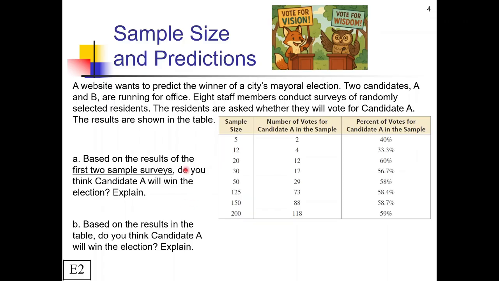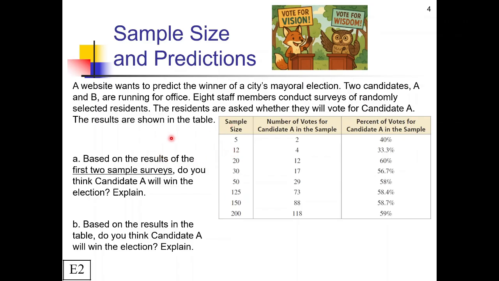So they want to know, based on the results, this is a two-part question, based on the results of the first 2 sample surveys, these 2 right here, do you think candidate A will win the election? Explain. And then, based on the results in the table, and by this we mean all the results in the table, all the different samples, do you think candidate A will win the election? So same question, just, we're considering the first 2 surveys, and then we're considering all the surveys.